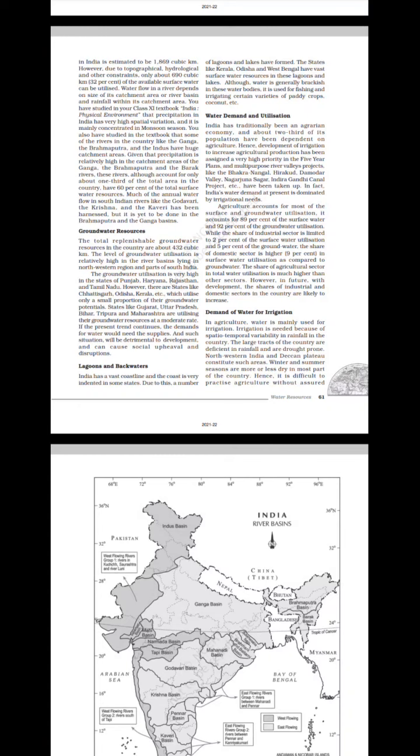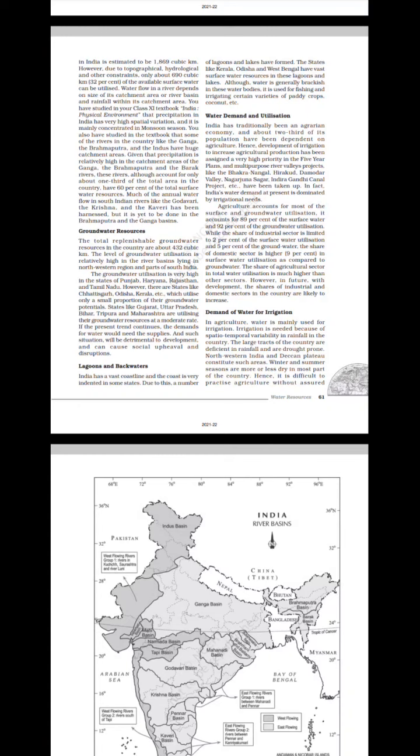Lagoons and backwaters. India has a vast coastline and the coast is very indented in some states. Due to this, a number of lagoons and lakes have formed. The states like Kerala, Odisha, and West Bengal have vast surface water resources in these lagoons and lakes. Although water is generally brackish in these water bodies, it is used for fishing and irrigating certain varieties of paddy crops, coconut, etc.